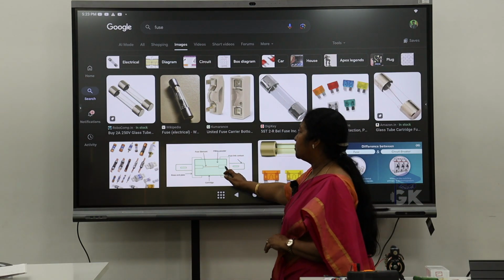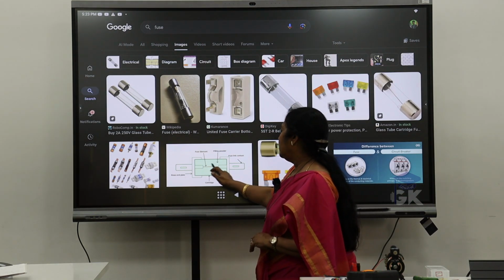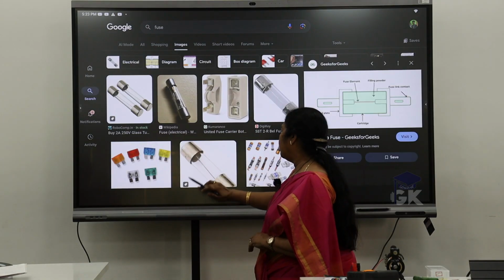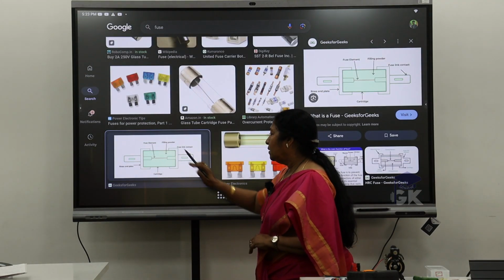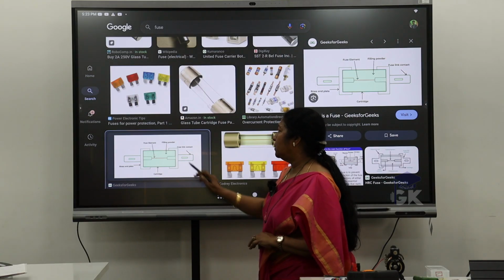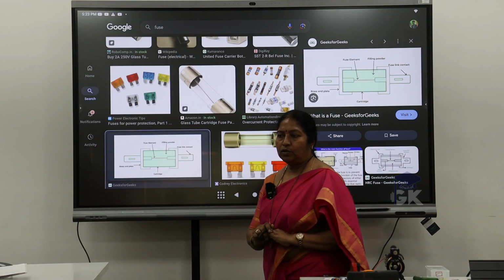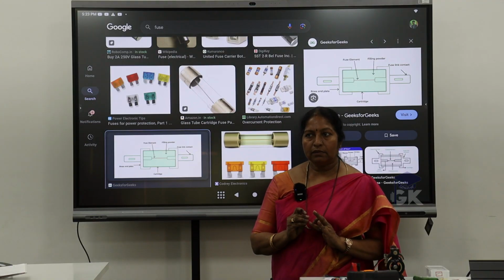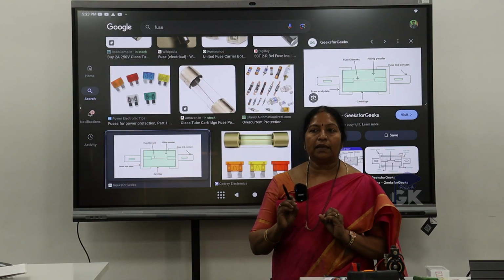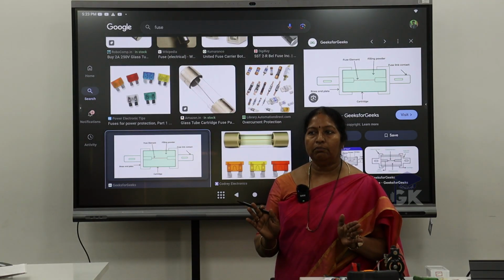Okay, this is the structure of a fuse. You can just see, two terminals will be there, and in between it has been connected with a fuse filament, we call this. So that filament will dissolve or melt due to heat. So then the circuit will break.